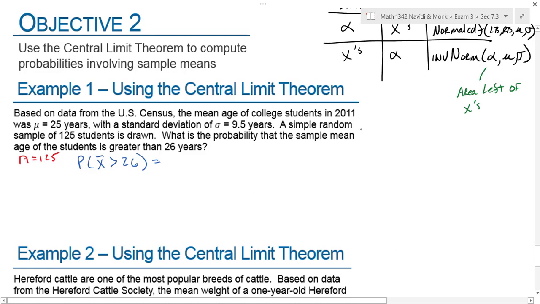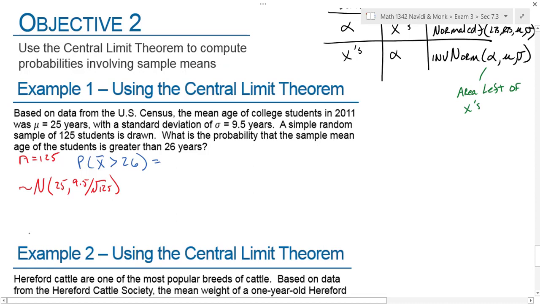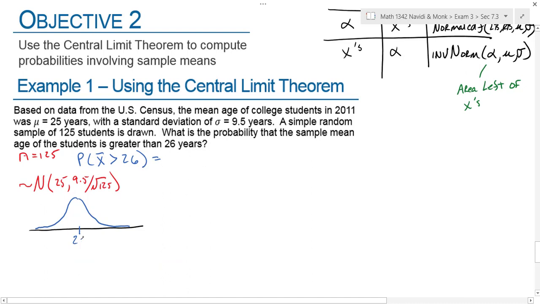My sampling distribution has a sample size of 125. Because I can use the Central Limit Theorem, that means that I'm going to have a normal distribution with a mean of what? 25. And what is my standard deviation? In order to find this, let's start by drawing a picture. I always draw a picture of a normal distribution if I'm working with a normal distribution. So here's my normal curve. What number goes in the middle here on this normal curve? 25. It's the mean for this distribution.